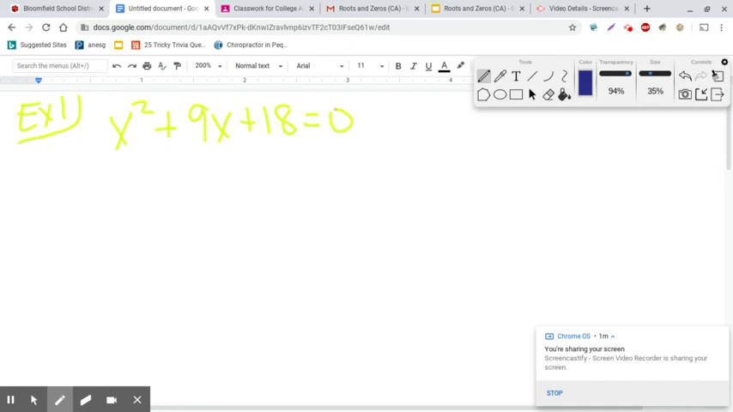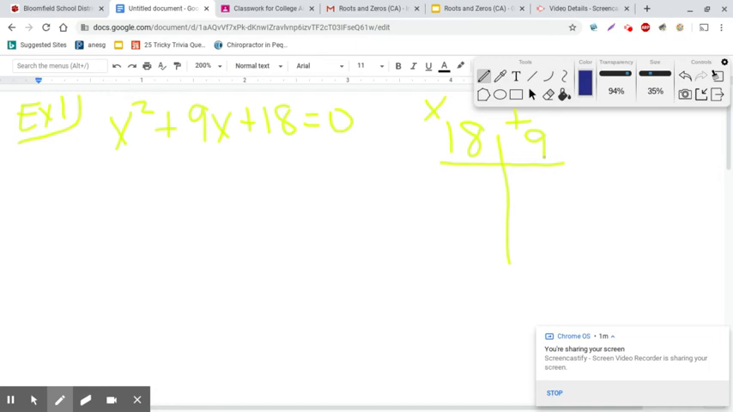But if you guys remember, for factoring trinomials, we make that little t-chart. Remember the little t-chart? We want numbers to multiply to be our constant, which is 18, and add to be our middle number, or the number in front of x, which is 9. So we need to find two numbers that multiply to be 18 and add to be 9.